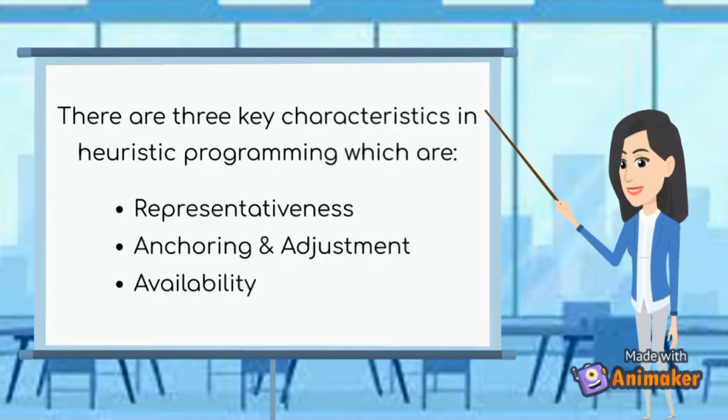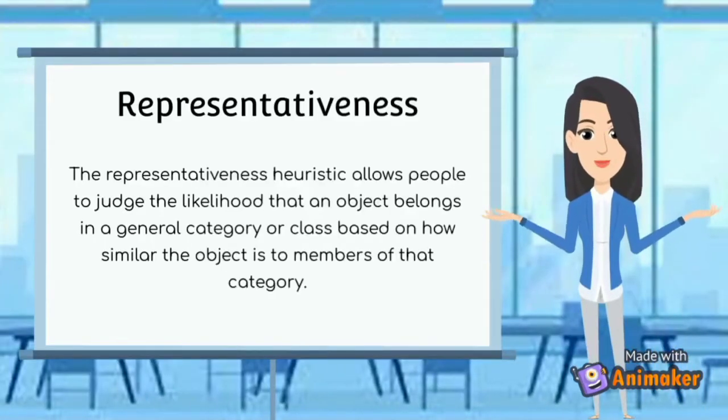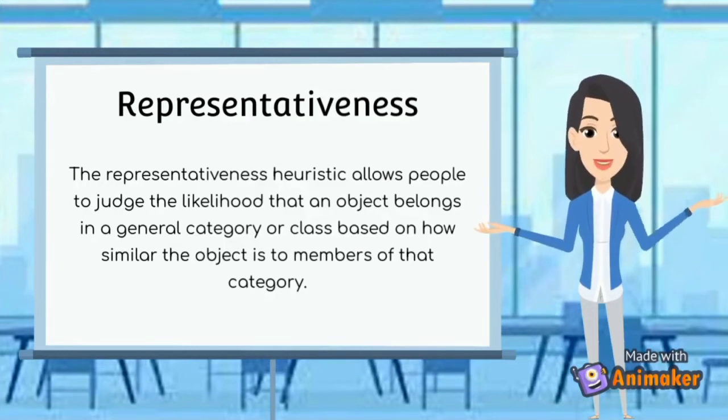Next, I would like to explain about the characteristics in heuristic programming. There are three key characteristics in heuristic programming, which are representativeness, anchoring and adjustment, and lastly, availability. The first characteristic is representativeness. The representativeness heuristic allows people to judge the likelihood that an object belongs in a general category or class based on how similar the object is to members of that category.